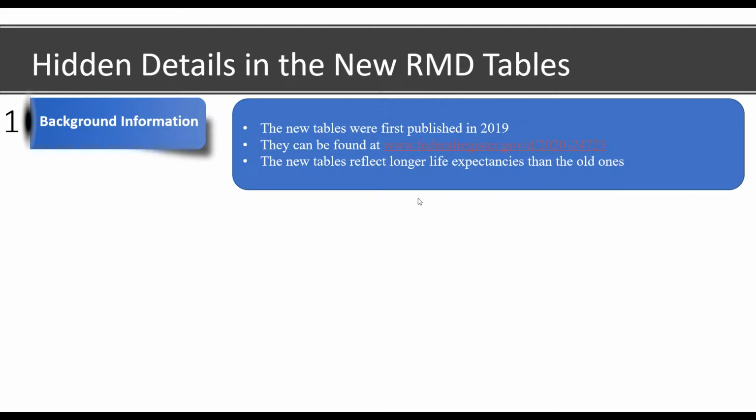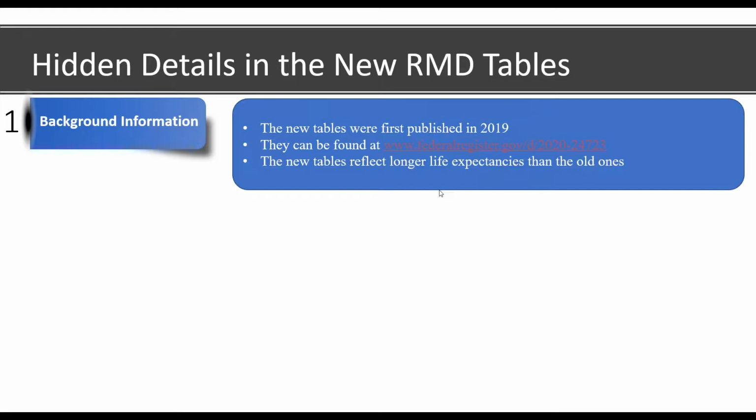So we've been expecting these tables for a long time. They were first published back in 2019. They were published in the Federal Register, and there's a hyperlink there in the slide on your screen. And the bottom line is that the new tables reflect longer life expectancies than the ones that were in effect prior to the publication of the new tables.